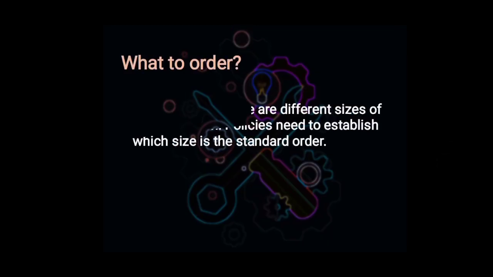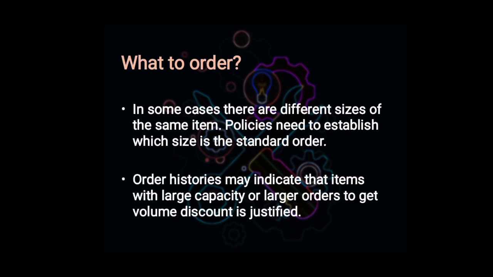What to order? In some cases, there are different types of the same item. A copier cartridge can print 4,000 copies, or the large capacity with the same physical size can be 10,000 at a higher price. Policies need to be established on which size is the standard order. Order histories may indicate that items with large capacity or larger orders to get volume discount is justified.